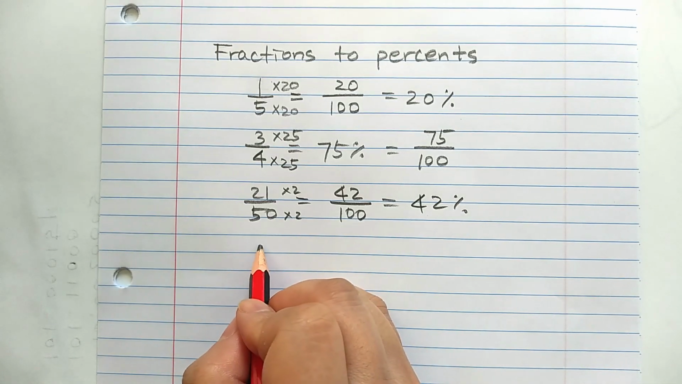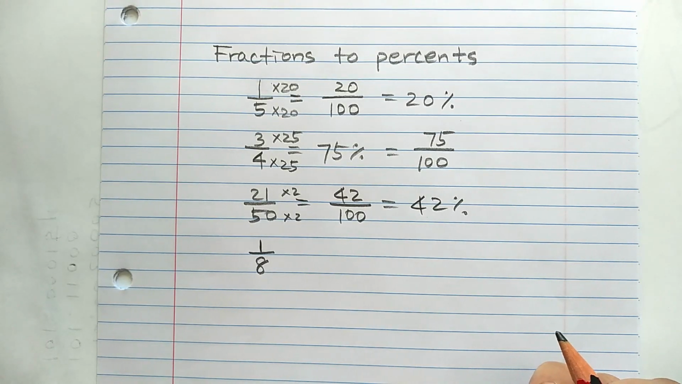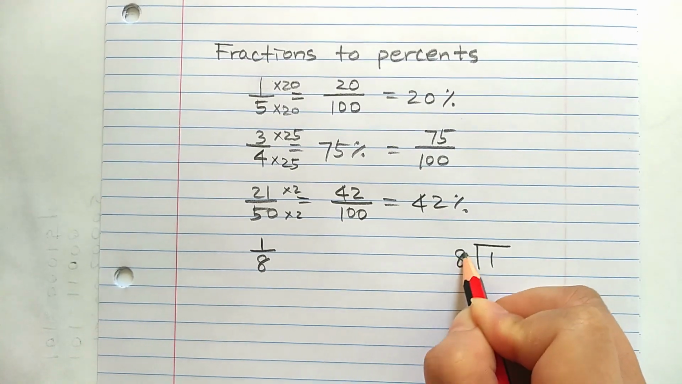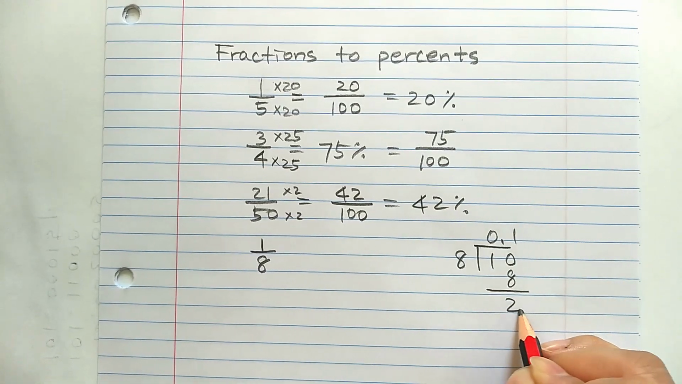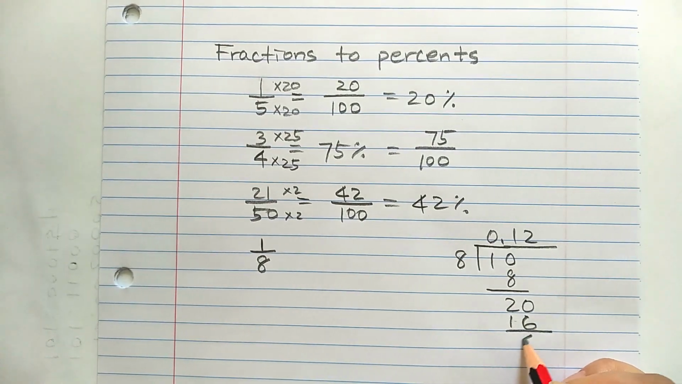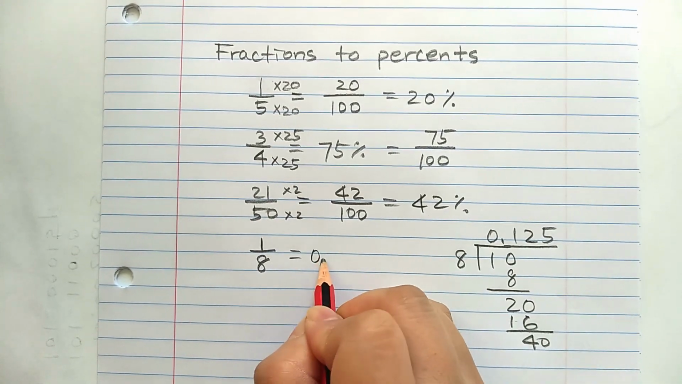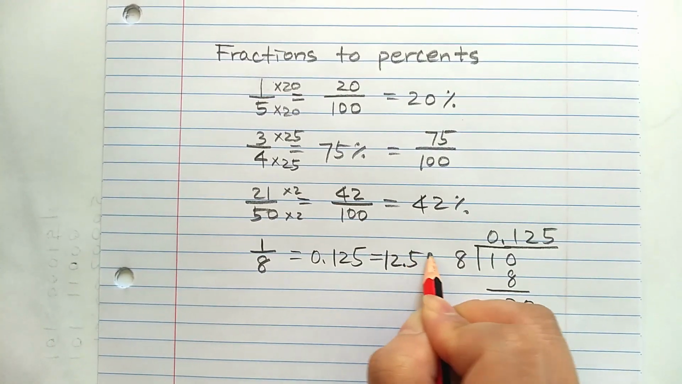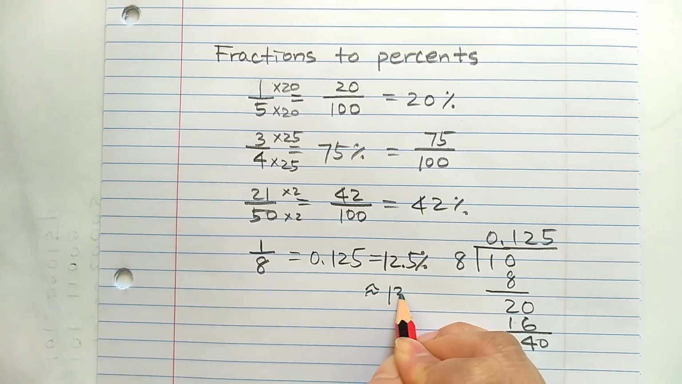How about when you have a number that you can't find the equivalent fraction really fast? Then you do the long division. 1 divided by 8 is 0.125, or it is 12.5%, or it is approximately 13%.